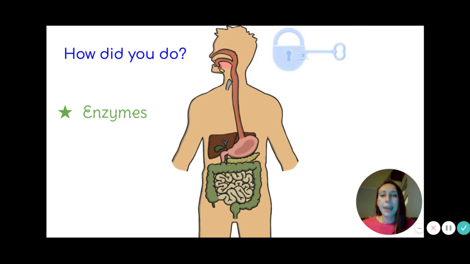Now, we need lots of different types of enzymes to break down the food, as each type of enzyme can only break down one thing. So we need a protein enzyme to break down our proteins. We need a carbohydrate enzyme to break down our carbohydrates. And we need a fat enzyme to break down our fats. So let's take a little look at the different parts of the digestive system and see where these enzymes are really put to work.